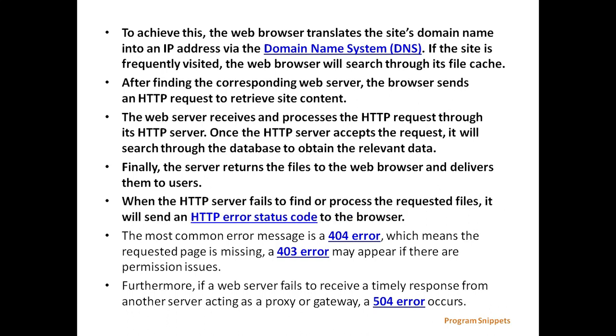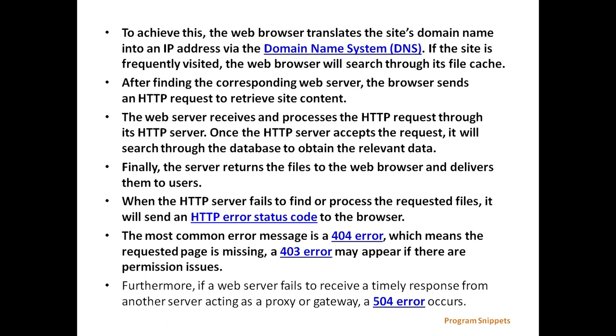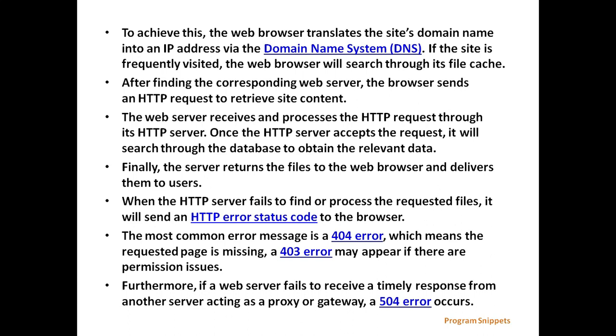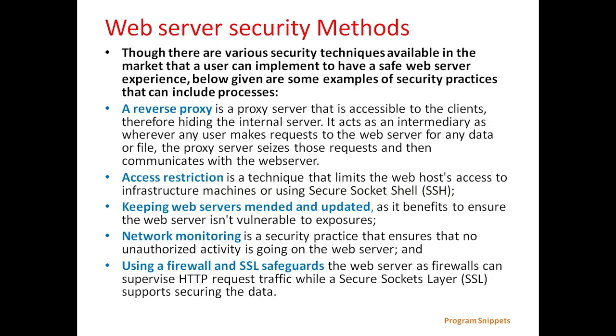When the HTTP server fails to find or process the requested file, it will send an HTTP error status code to the browser. The most common error message is 404, which means the requested page is missing. A 403 error may appear if there are permission issues. And if a web server fails to receive a timely response from another server acting as a proxy or gateway, a 504 error occurs. Users can include some processes for security practices.